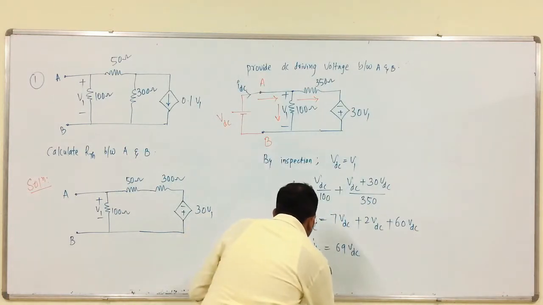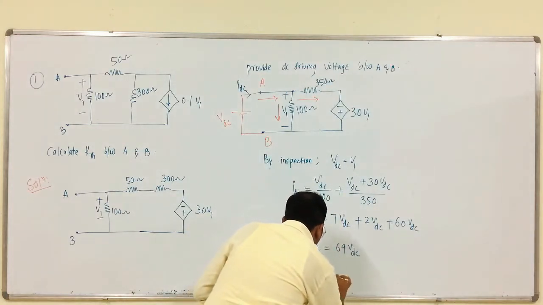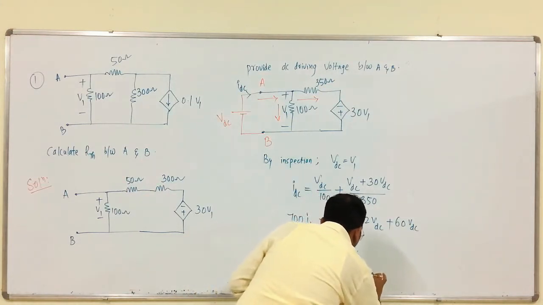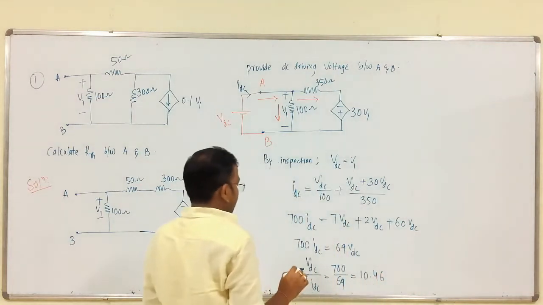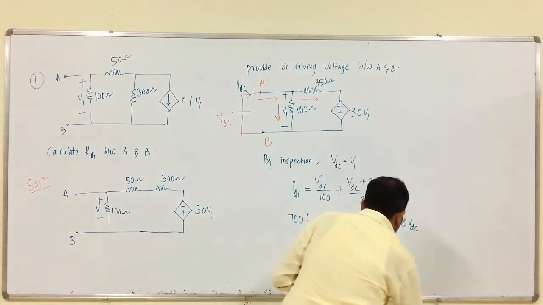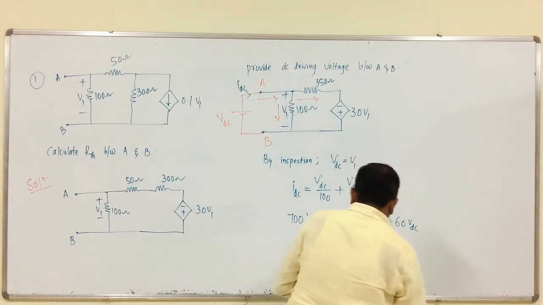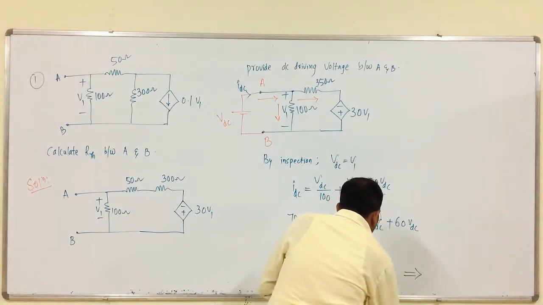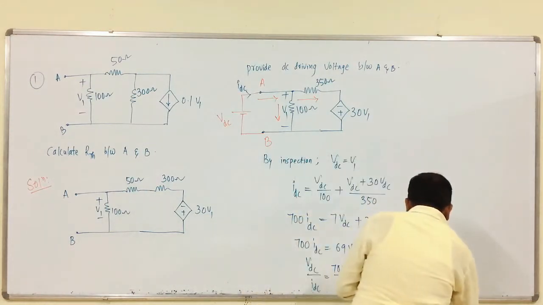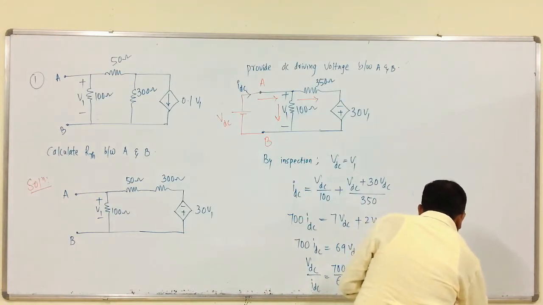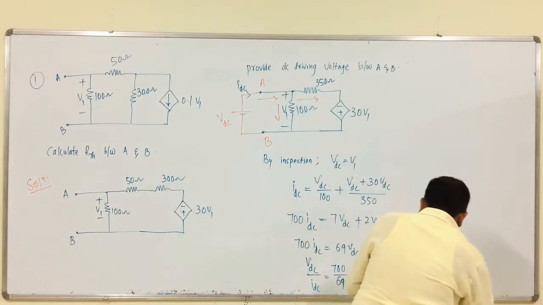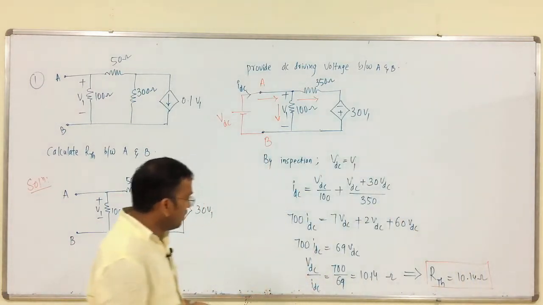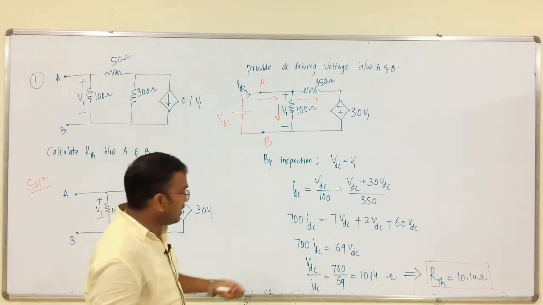So, from this VDC by IDC is equals to what? 700 by 69, which is equals to what? 10.46 ohms. Therefore, 10.14 I think, 10.14 ohms. Approximately it is 10 point something. Therefore, RTH is equals to 10.14. That is it. Answer is over. Simple. By providing DC driving voltage, we can calculate the value of RTH.